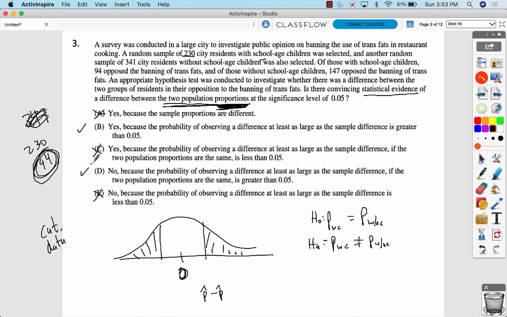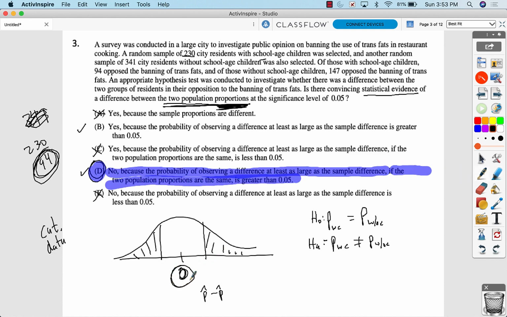Okay, it's this one, because this last sentence they put in here is very important. If the two population proportions were the same, okay, this is the definition of the p-value. It's this one right here. If the two population proportions were the same, then we expect this difference to be 0. Well, it wasn't 0. It was a little off from 0.